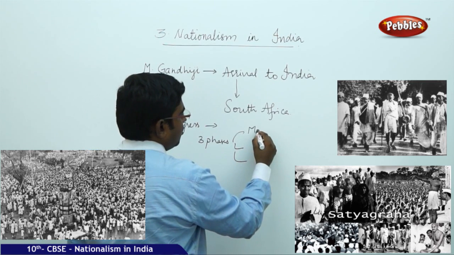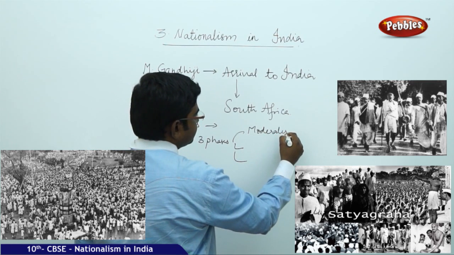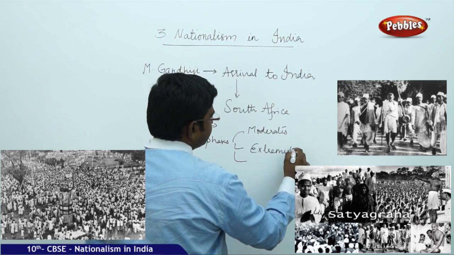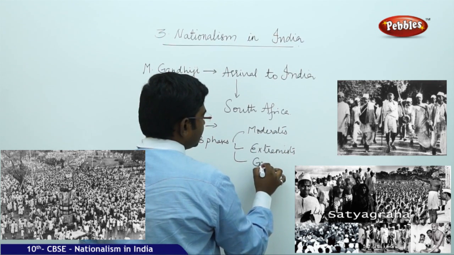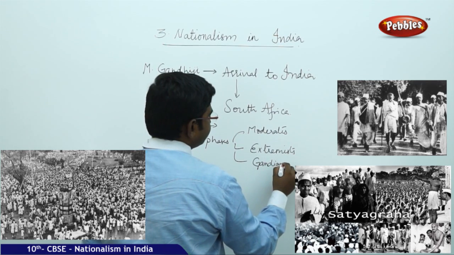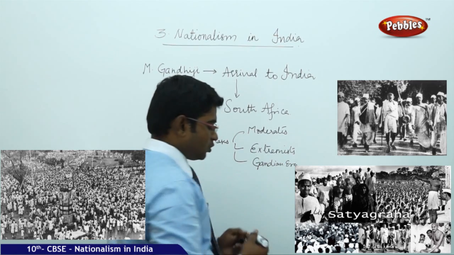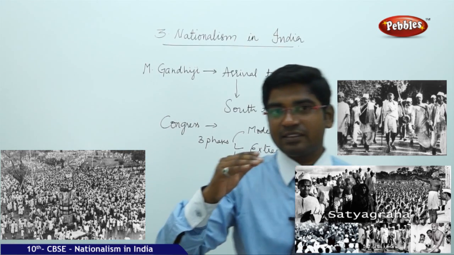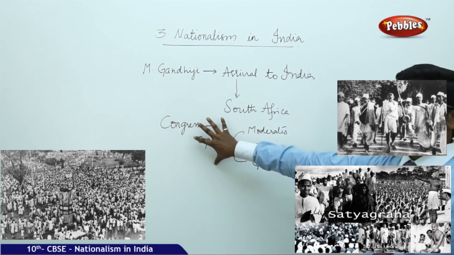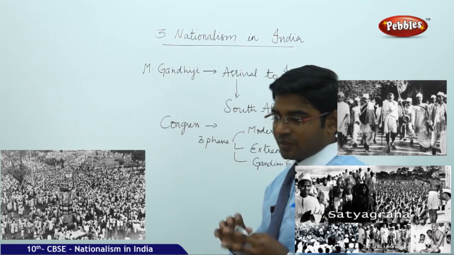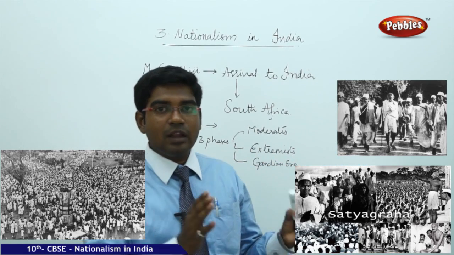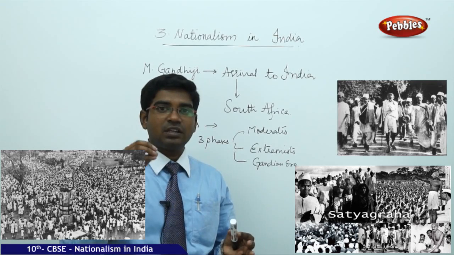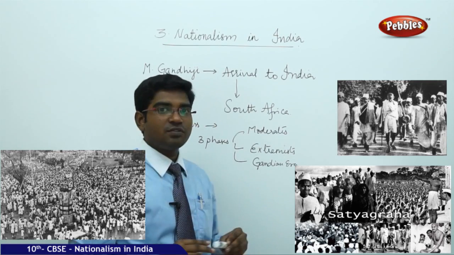The moderates, extremists and the Gandhian era. So, the moderates, extremists and the Gandhian era reveal that there are three different phases in the Congress struggle to attain independence. As we discussed already elaborately about this, we shall not focus on the basis and the foundation of the three phases of Congress.